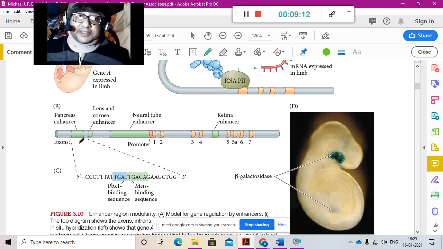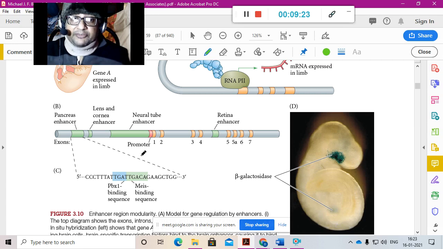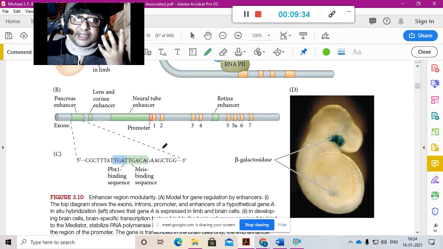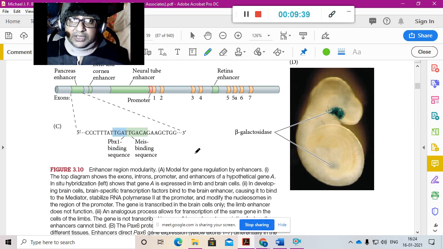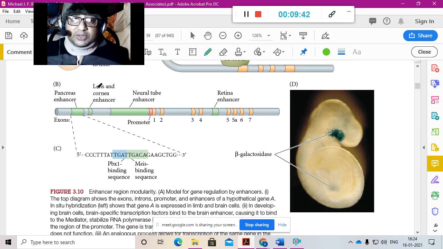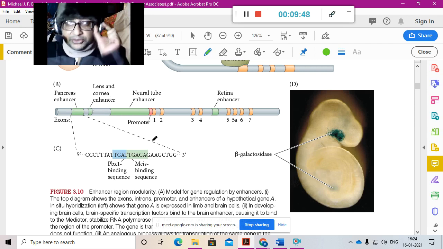That is its specificity. So you have a pancreas enhancer over here, then you have a lens and cornea enhancer, and a neural tube enhancer. Depending upon which tissue and which transcription factor binds, you have expression either in the lens, the pancreas, or the neural tube. That also directs which type of transcript is formed. So this is known as modularity. This is a pancreas module, this is the lens and cornea module, this is the neural tube module. So enhancers have a modular design.